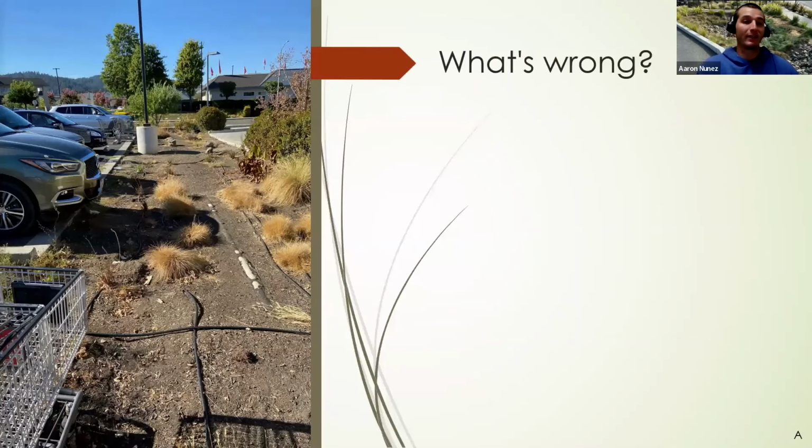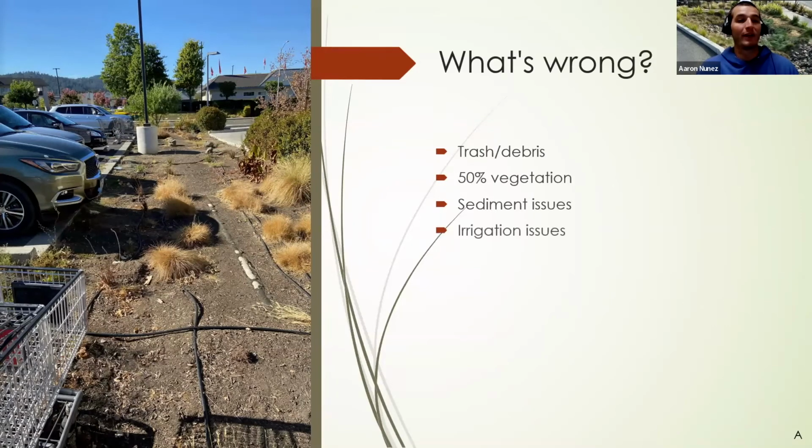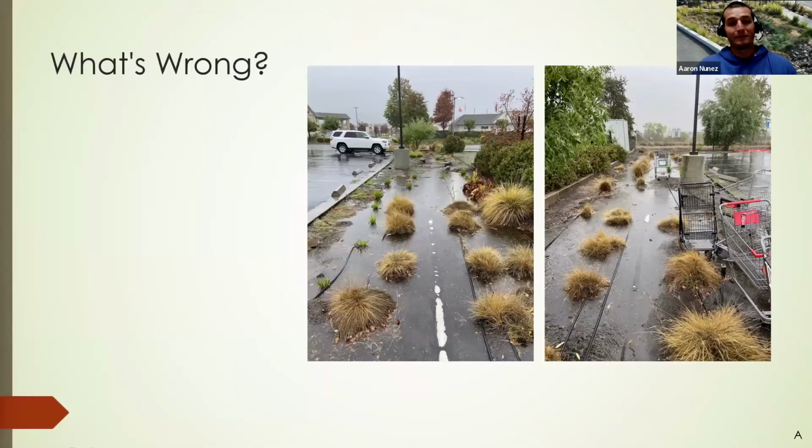Again, same one, just looking the other way. Same thing, bare soils, not nearly 50% vegetated. There's trash in the feature as well. And you're going to have extreme sediment issues with this when it's raining. So now we'll see it raining, and it's a bit hard to tell, but that water is pretty turbid in some locations within that feature. So it is certainly causing sediment issues.